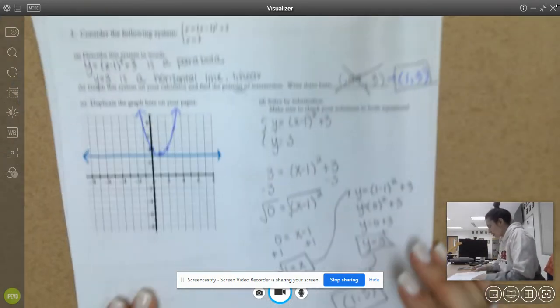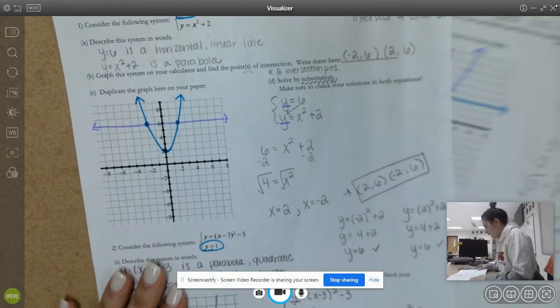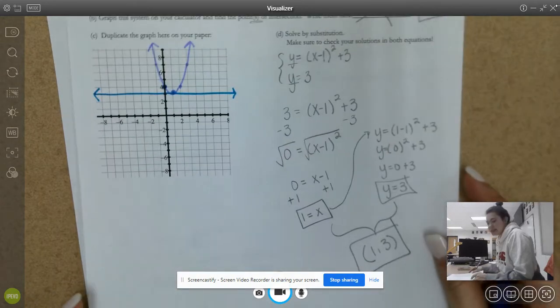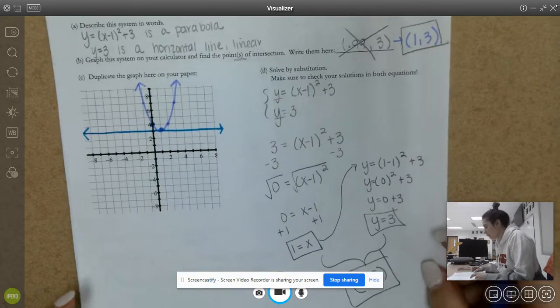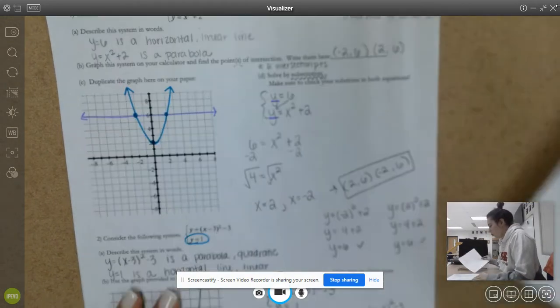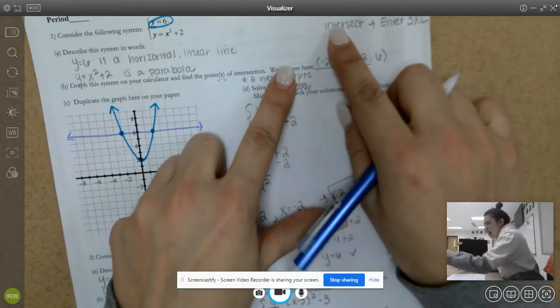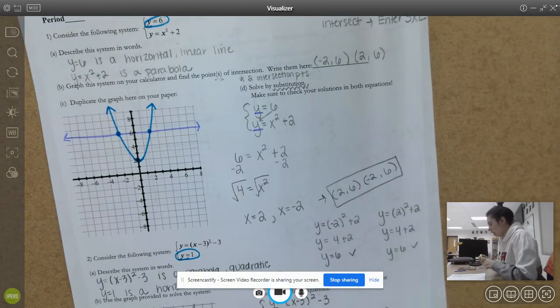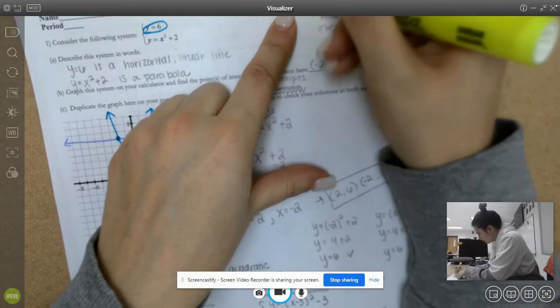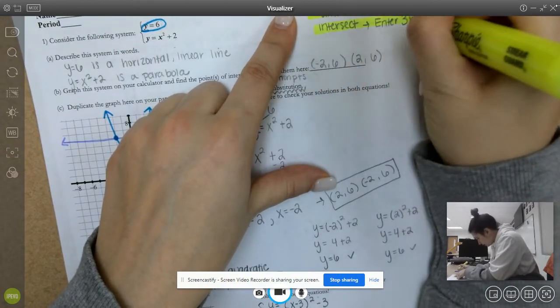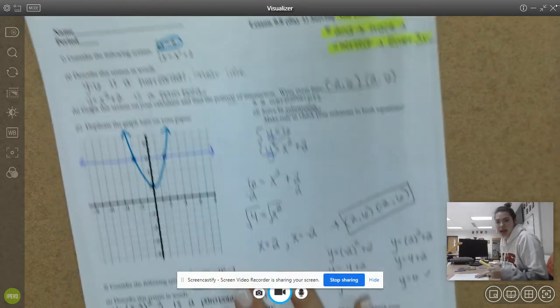So that was just some practice with solving nonlinear systems. We went through 3 really great example problems. We also made sure that we took a look at some calculator steps. Remember, second, trace, intersect, hit enter 3 times.